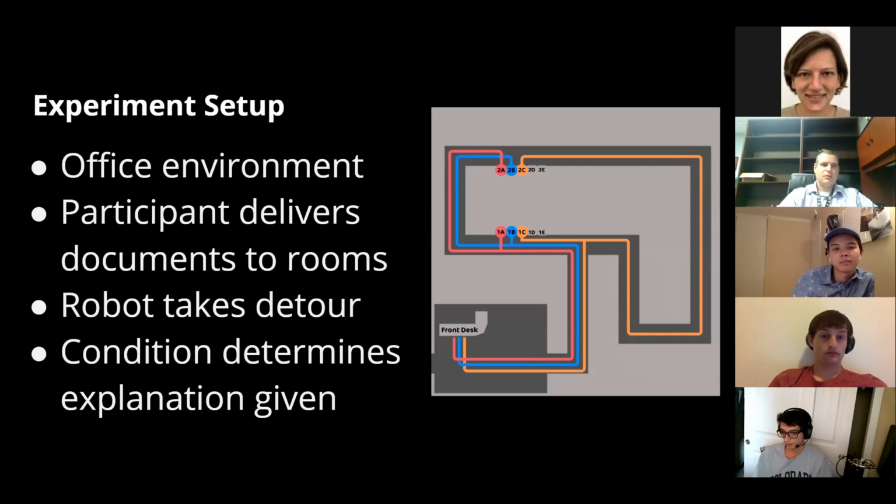So on this graph over here, the red and blue paths are the first 2 routes that the participant will take, which follow the same path along the environment. And then the orange path is the third path, which is the detour. And depending on the condition, the robot will either provide an explanation proactively. For example, I detected a water puddle down this hallway, so I will take another route. Or they will only provide an explanation if the user requests one.